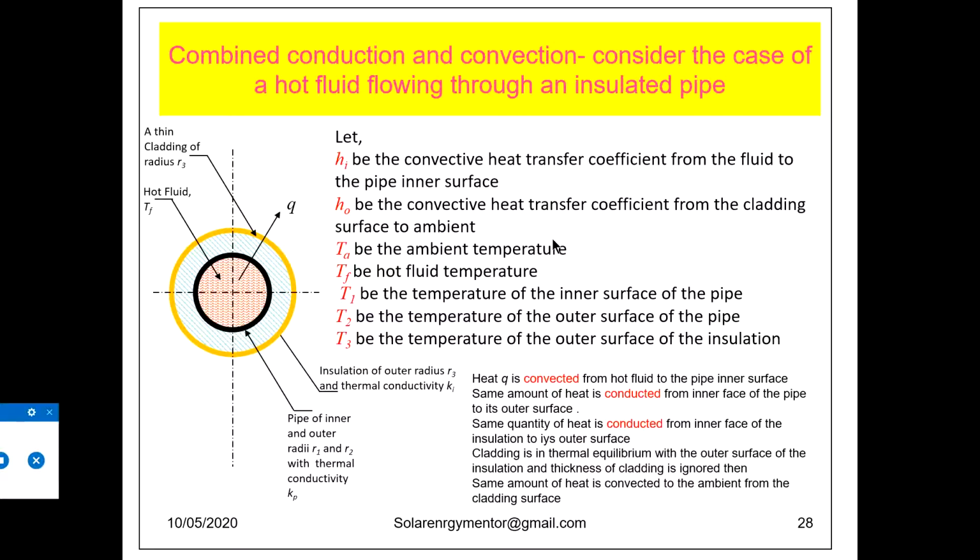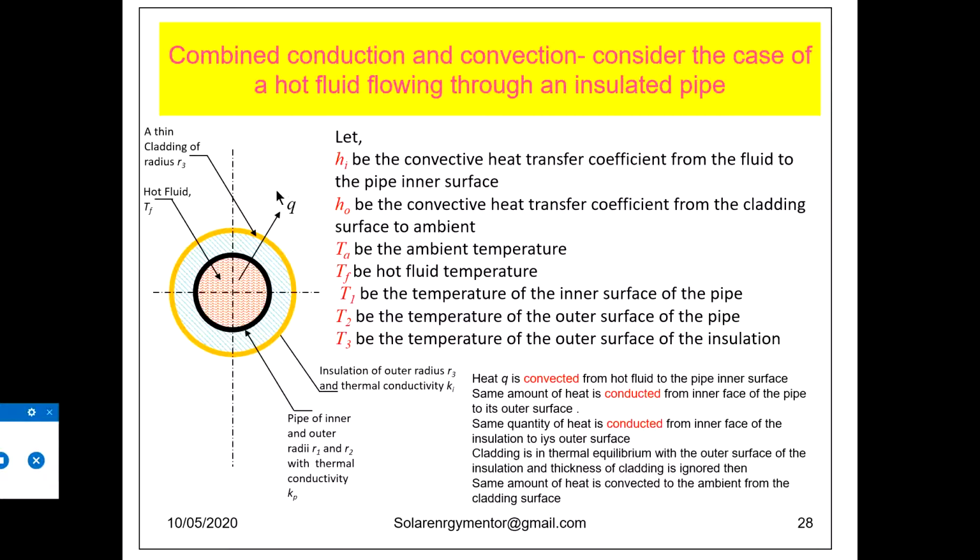Now, combined conduction and convection. Consider the case of a hot fluid flowing through an insulated pipe. So this is the hot fluid, this is the pipe, over which the insulation is placed, and over which the cladding is there. Now let Hi be the convective heat transfer coefficient from the fluid to the pipe inner surface, so Hi is the inner film heat transfer coefficient. Ho is the convective heat transfer coefficient from the cladding surface to the ambient.